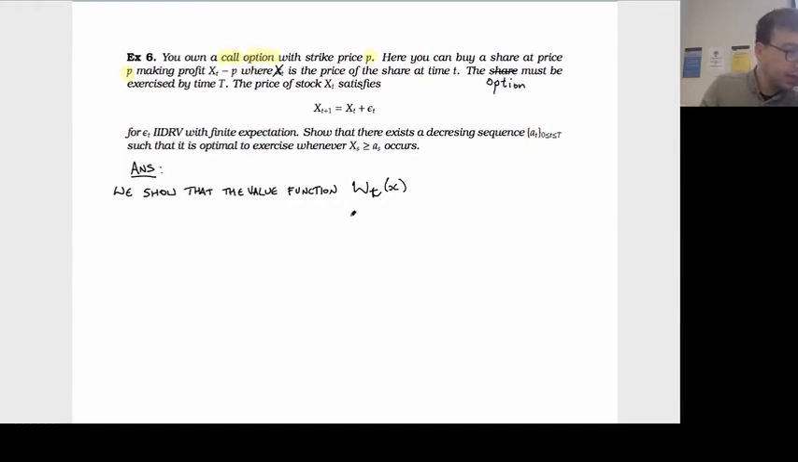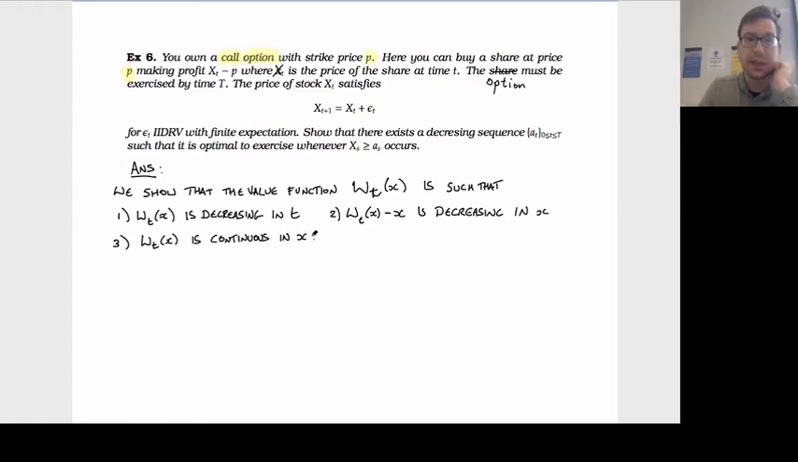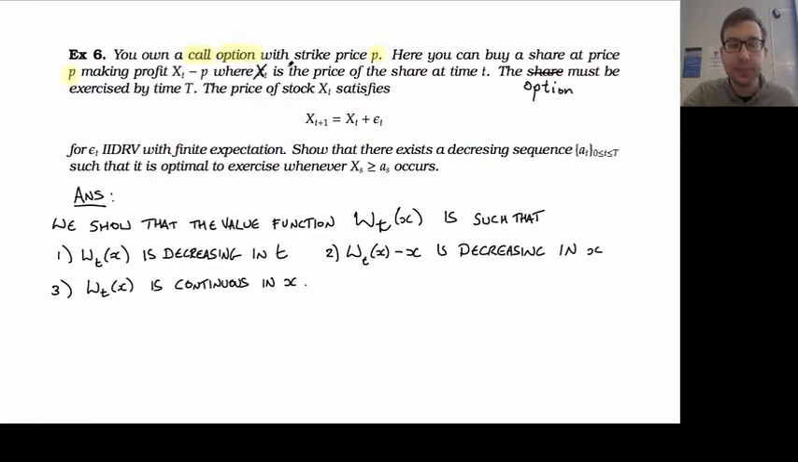Okay, I'm going to show that this is such that: one, Wt of x is decreasing in t. Then we're going to show that Wt of x minus x is decreasing in x, and three, Wt of x is continuous in x. Okay? Okay, I'll just zoom this in a little bit.